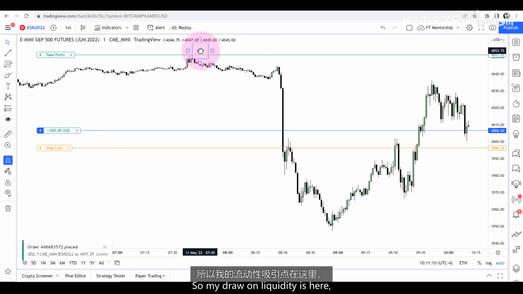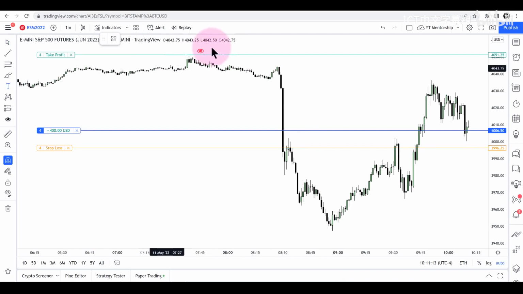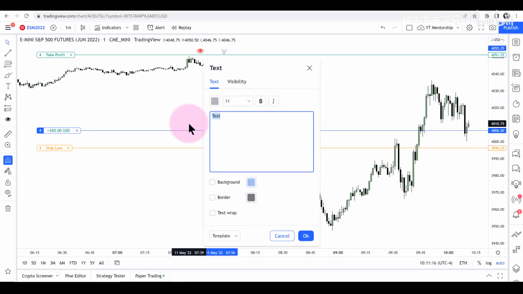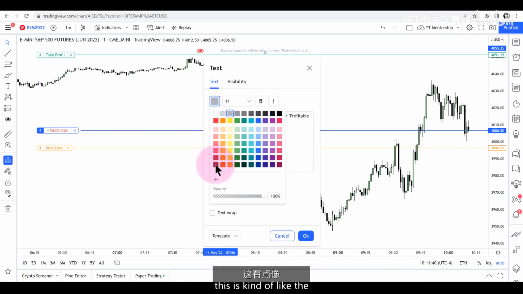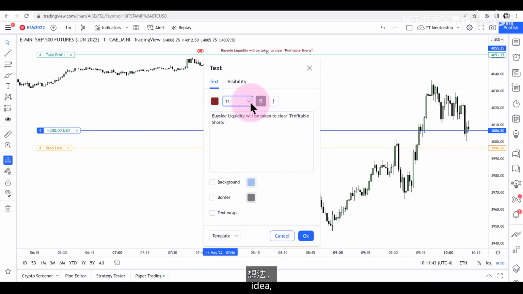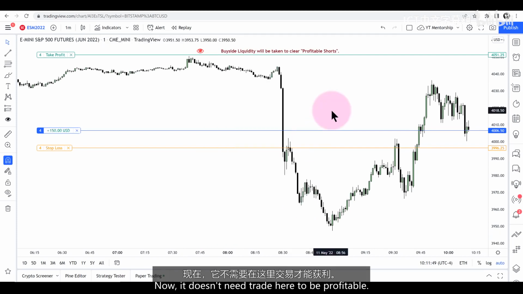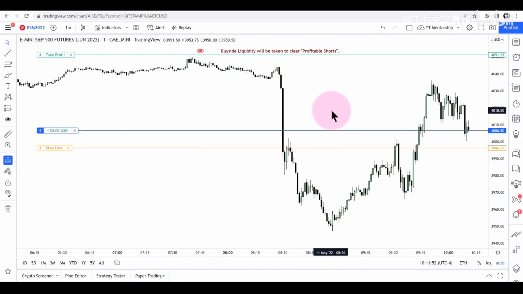So my draw on liquidity is here, noting the buy side liquidity will take in clear profitable shorts. All right, so this is the idea, the draw on liquidity. Now, it doesn't need the trade here to be profitable. That's just my best case scenario.